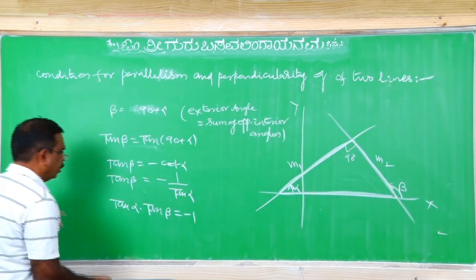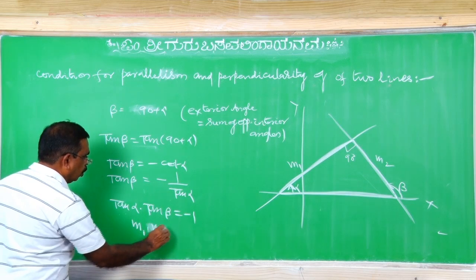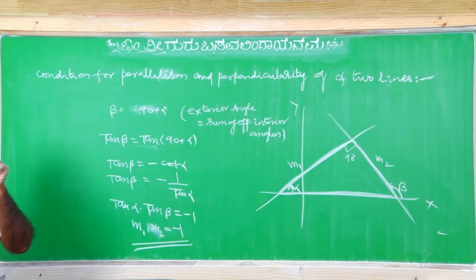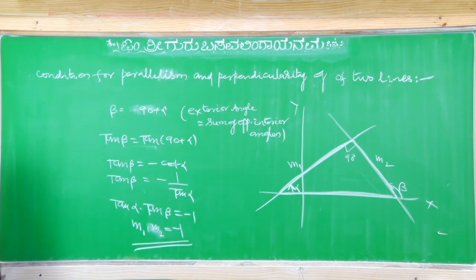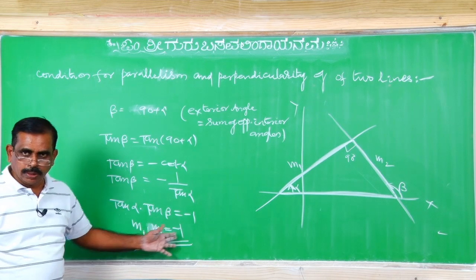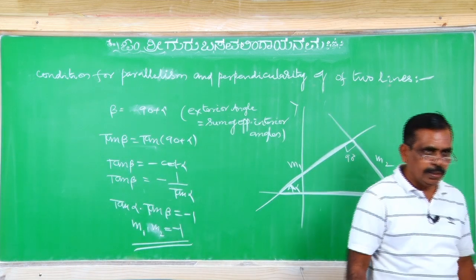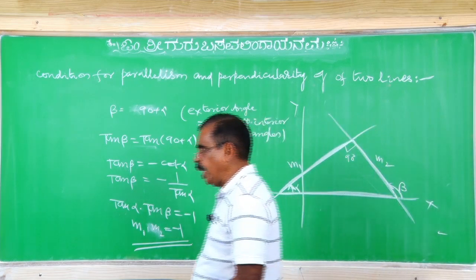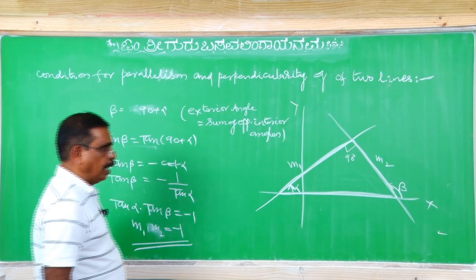What do you write here? m1 into m2 is equal to minus 1. The product of the slopes is equal to minus 1, then the lines are perpendicular. Note down: if the product of the slopes is equal to minus 1, then the lines are perpendicular.